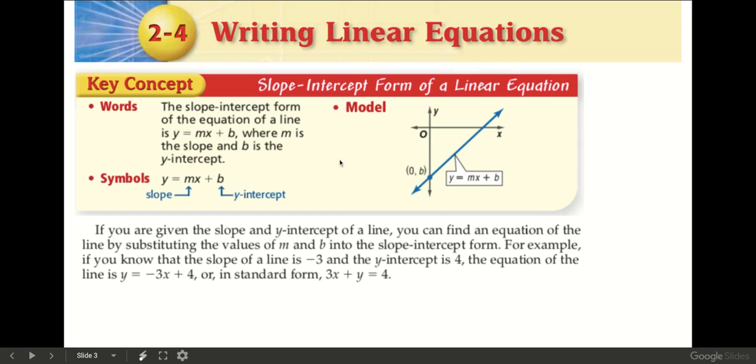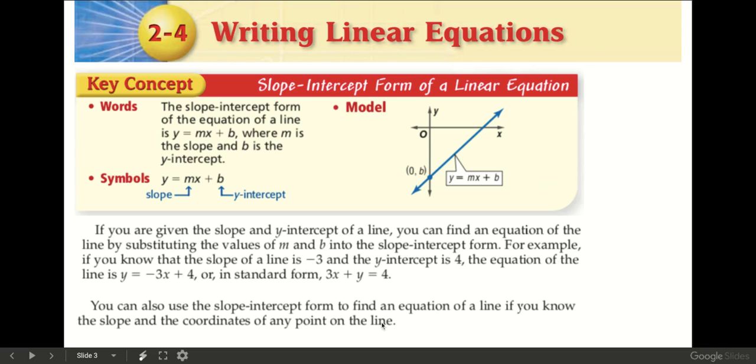For example, if someone said you had a slope of -3 and a y-intercept of 4, we could substitute them into our equation here for m and b. And it would give us y equals -3x plus 4. In standard form, it would look like this: 3x plus y equals 4. This is slope-intercept form. This is standard form. Again, connecting to some of the sections that we covered already.